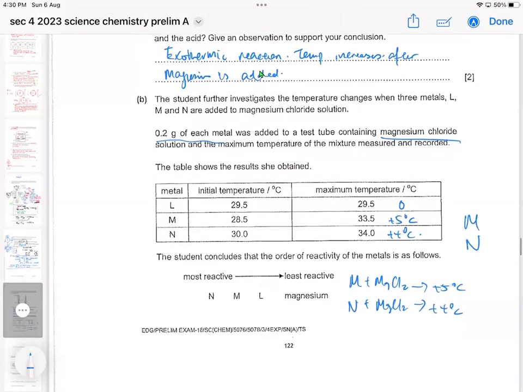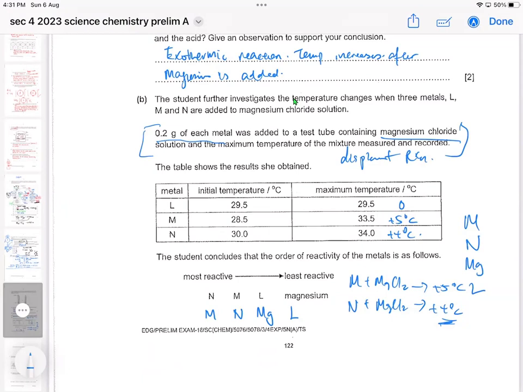higher temperature. And since both of them can displace magnesium, then the order must be from the topmost reactive. As you move down, N is less reactive because of the lesser temperature gain. And then L, nothing happens. That means L cannot displace magnesium. So L is all the way at the bottom. Okay, so this part here is actually displacement reaction. So the order should be, most reactive should be M and magnesium followed by L. So this is not correct.